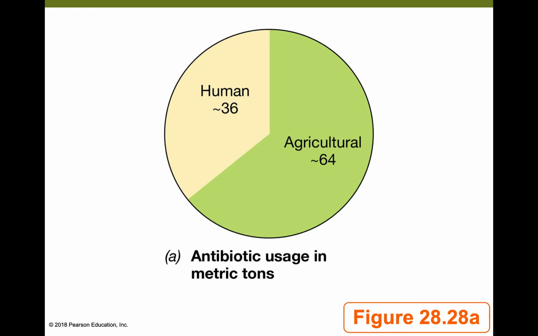The issue with that is that constant exposure to antibiotics can, of course, lead to the development of resistance. So one of the major sources of antibiotic-resistant microorganisms is actually agricultural use of antibiotics. So 64% of our antibiotics go to agriculture, 36% go to people.